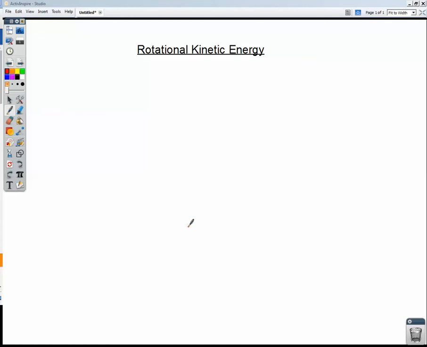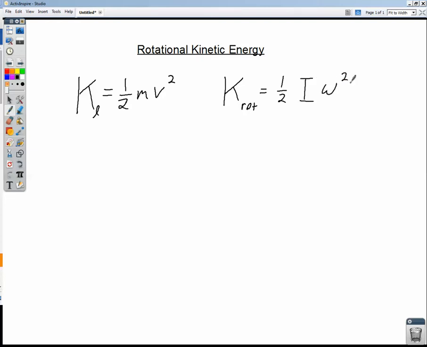As we've seen already with the rotational world, the equation for rotational kinetic energy mirrors the equation for linear kinetic energy. That was 1/2 mv squared. So let's go ahead and call this linear, L. And for rotational kinetic energy, we're going to have still 1/2. The rotational analog of mass is I, and the rotational analog of velocity is omega, and we're going to square it. So we have here our equation for rotational kinetic energy.